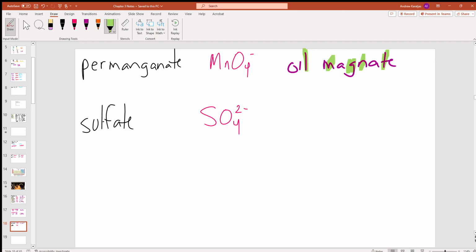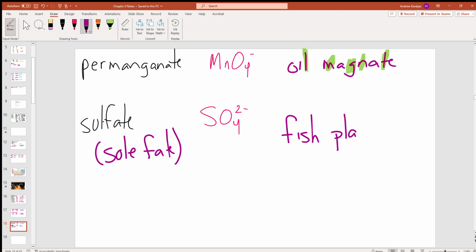Now, sulfate, this one's a little bit different, but we might say that sulfate sounds kind of like sole fate. And we're going to go with sole, S-O-L-E, like the type of fish. So what is a sulfate? Well, in the case of this kind of sole, it might end up as a fish platter. Fish, one consonant sound, platter, 4 consonant sounds for the 4 oxygens.